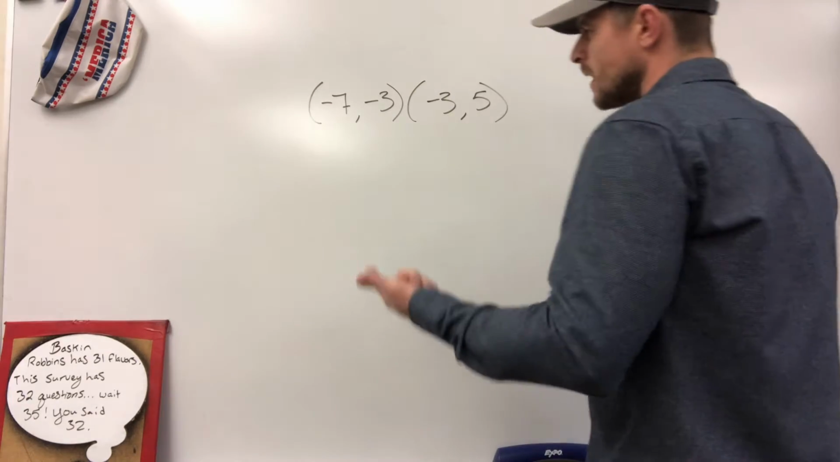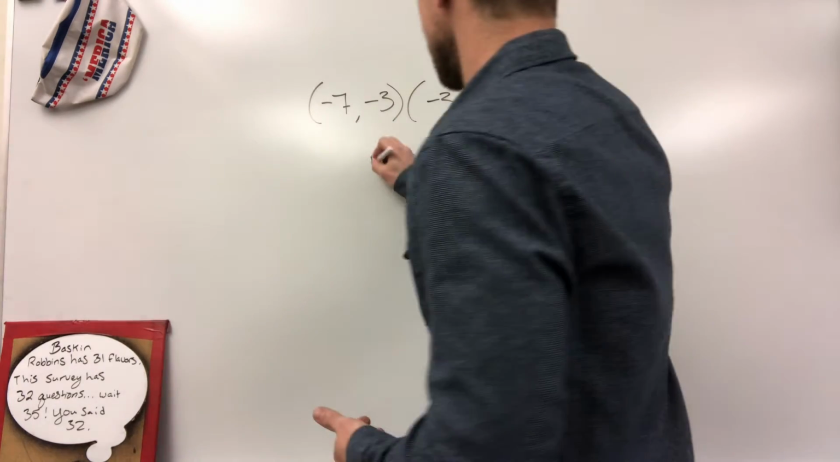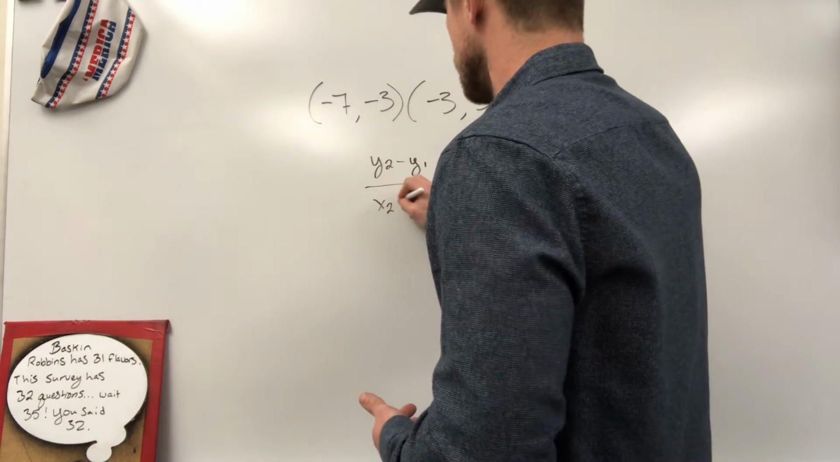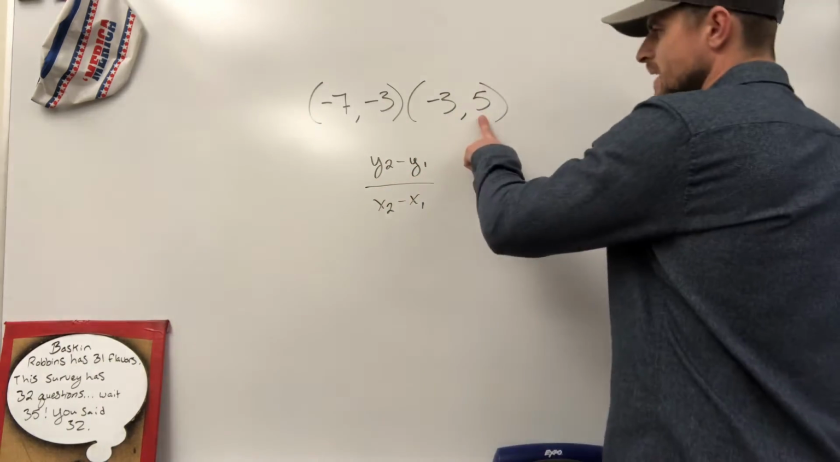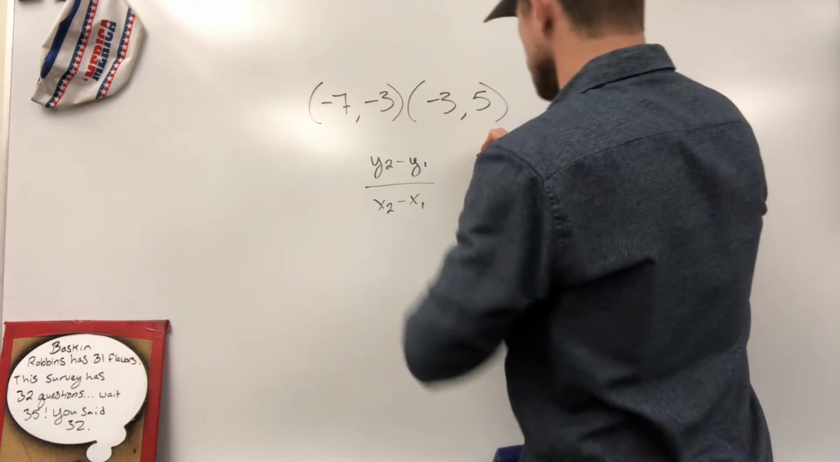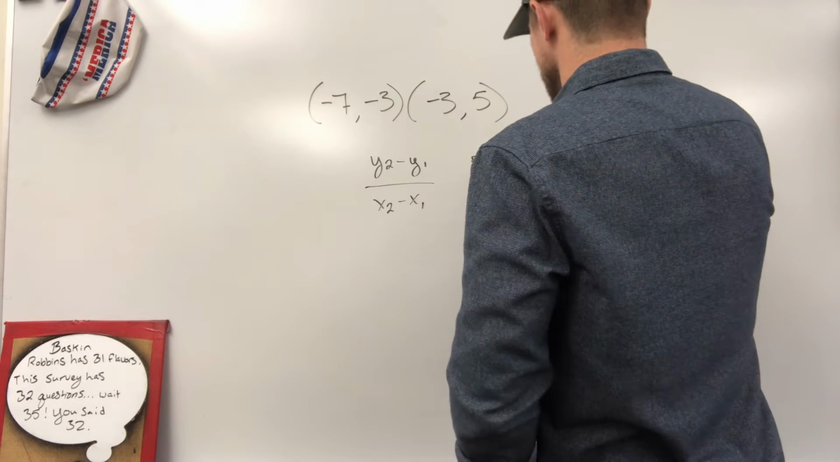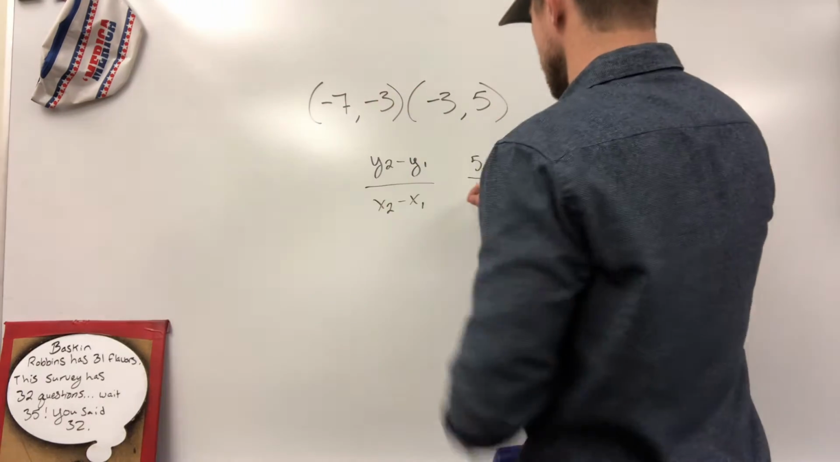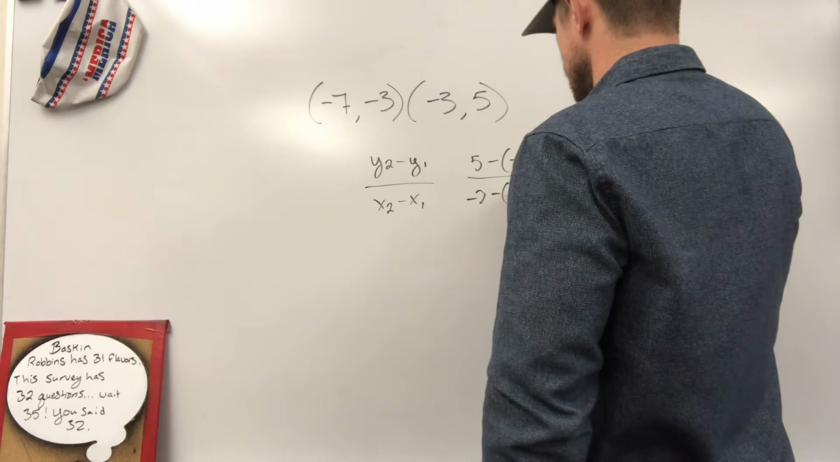So here we go. How do we find slope from 2 points? That's that slope formula, y2 minus y1 over x2 minus x1. So I'm going to start by taking 5 minus a negative 3, 5 minus a negative 3 over negative 3 minus a negative 7, negative 3 minus a negative 7.